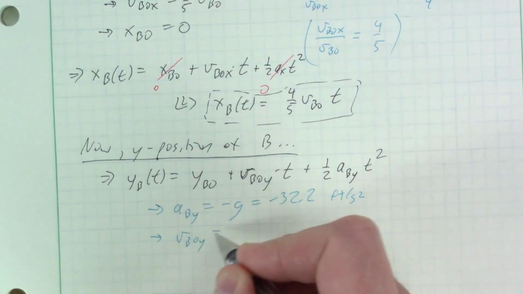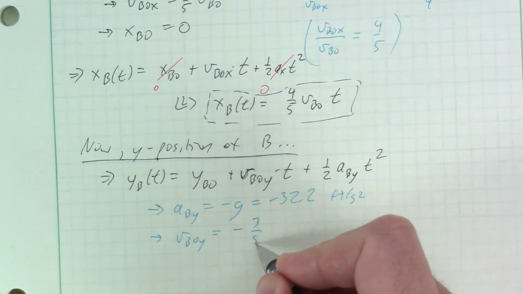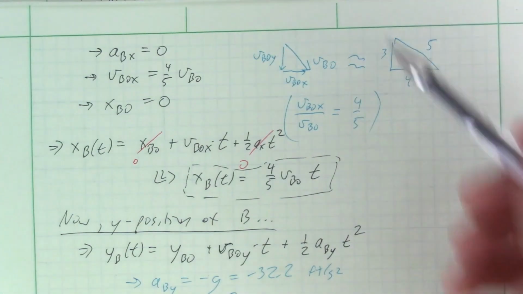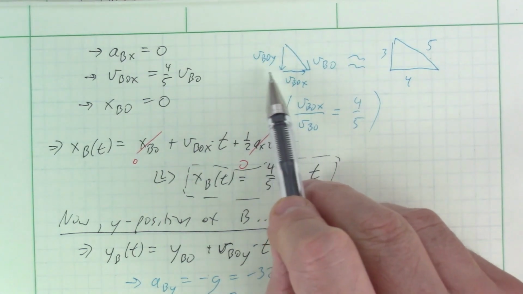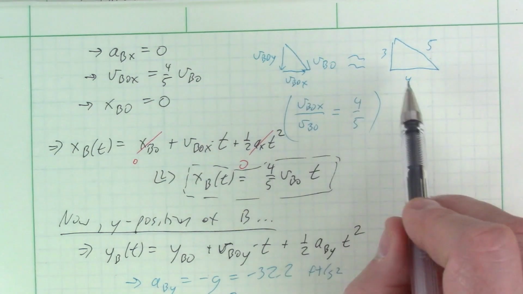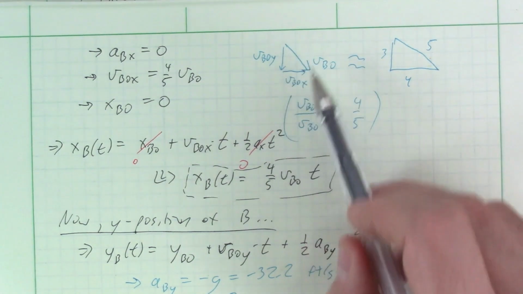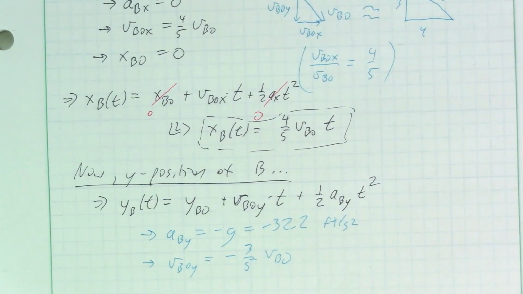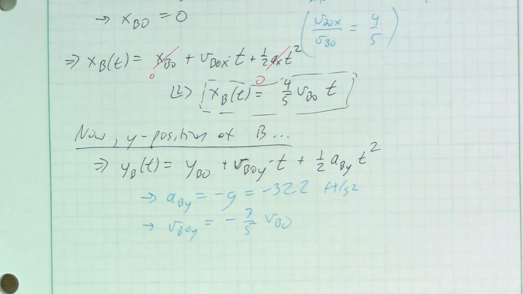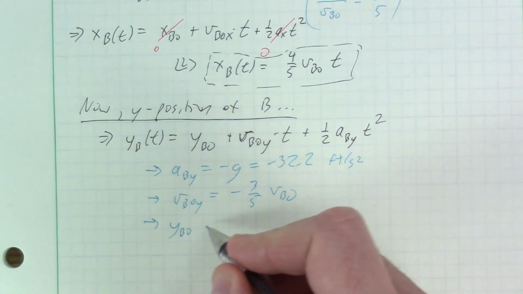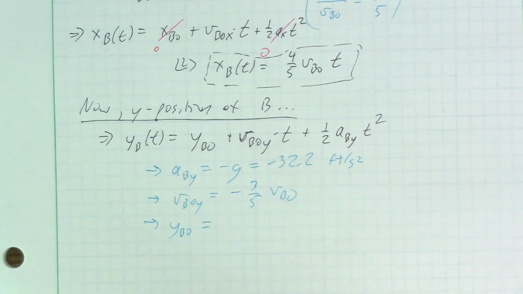VB naught y is minus 3/5 VB naught, right? Related to here, right? And I should say the negative creeps in because that actually points in the negative y coordinate direction. But it is a similar triangle, so as 3/5, the same as that fraction VB naught y over VB naught. And y b naught, the initial y position for particle B, is 100. Okay, so nothing cancels out here, right?